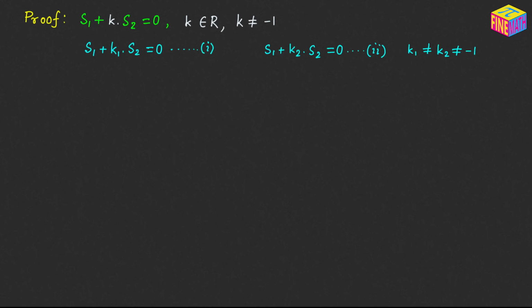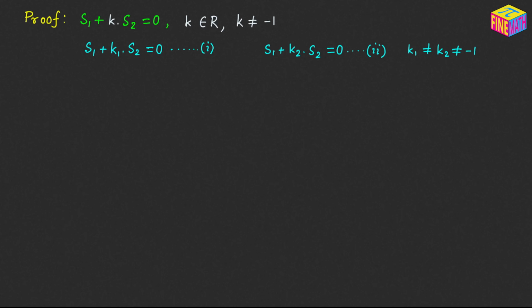Let's suppose the first sample circle's equation is S1 plus some real number k1 times S2 equals 0. And let's suppose that the equation of the second sample circle that I am taking can be written as S1 plus some real number k2 times S2 equals 0. Here again k1 and k2 are not equal, and also each of them is not equal to negative 1.